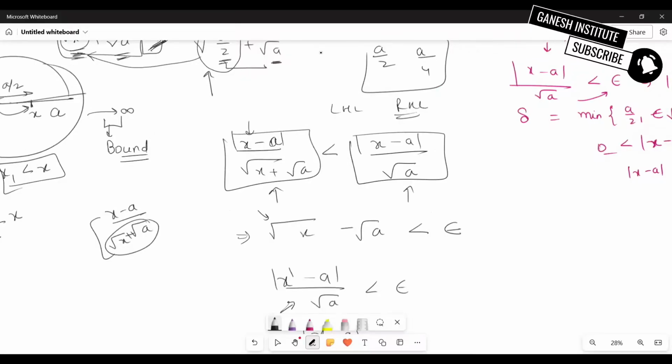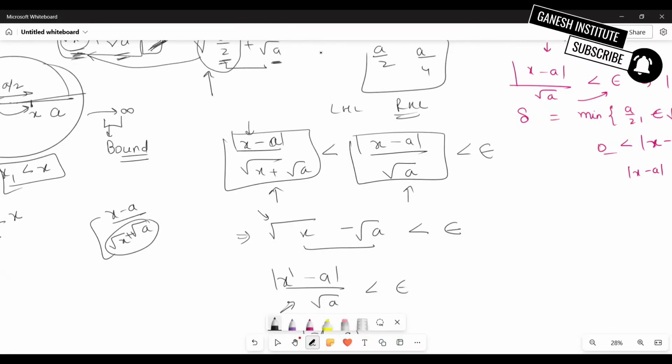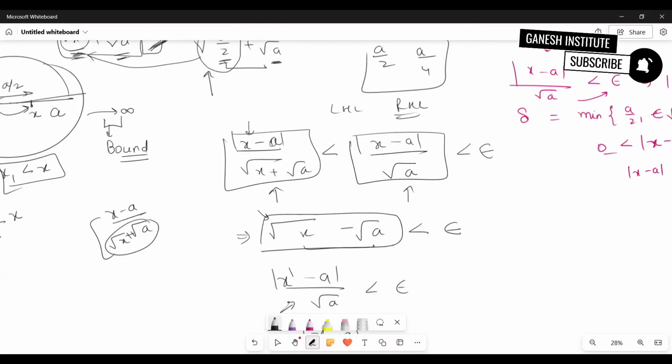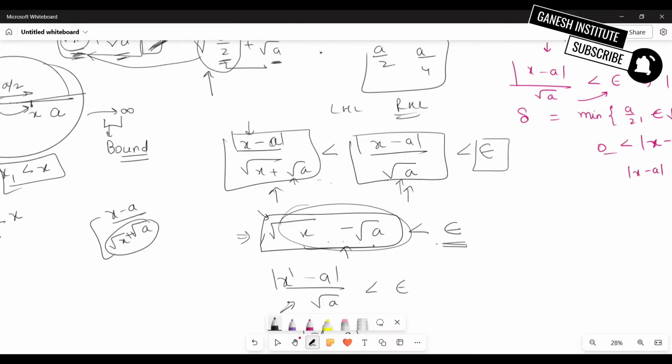And epsilon is greater than root x minus root a. So that means this value, epsilon, is greater than all of them. This value is smaller than all of the denominators. So if denominators are having greater value, this value is going to be bigger, and epsilon is greater than that. So epsilon is greater amongst all.